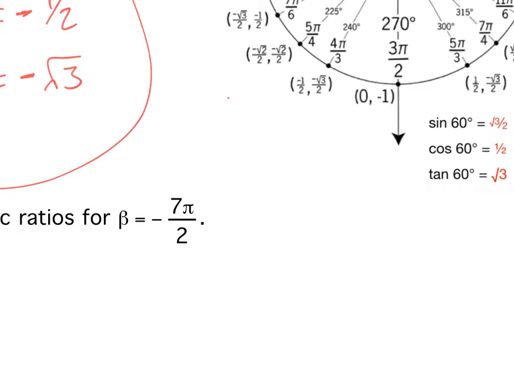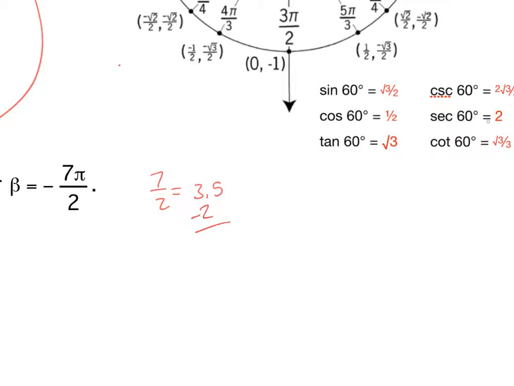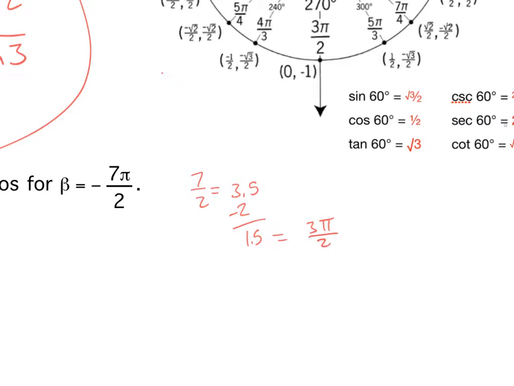If you look at that coefficient 7 over 2, that's equal to 3.5, and that's more than a whole circle. A whole circle is 2 pi. So having a coefficient that's more than 2 means you're going more than a whole way around the circle. So you can subtract 2 from that coefficient, subtract 2 from the 3.5 or the 7 over 2, either way you want to think of it, and we get 1.5, which is the same as 3 over 2. So this angle is like the 3 pi over 2 angle, negative because we had a negative to start with.